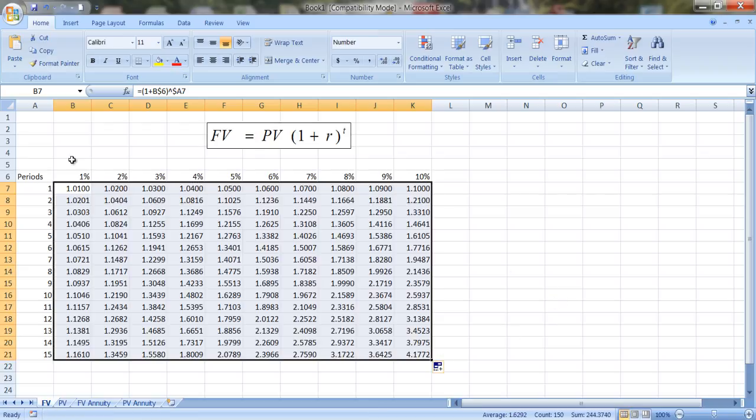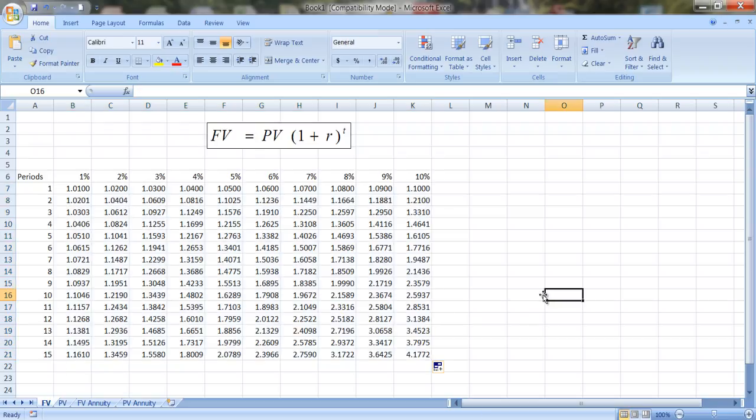Now I've only done this for up to 10% interest rate and 15 periods, but you could do more interest rates, and you don't even have to go in 1% increments. You could go in 1/4% increments. So you could have 1%, 1.25%, 1.5%, 1 3/4, etc. You don't have to limit yourself to 15 periods. I'm just doing this to illustrate this.